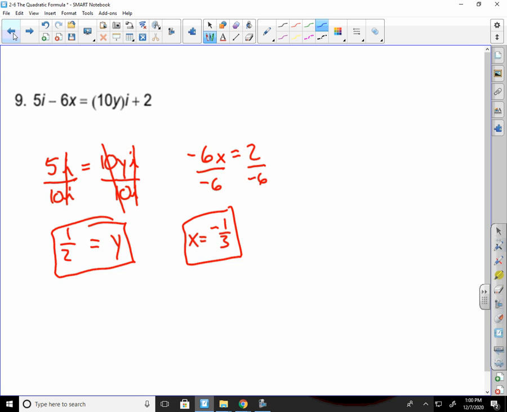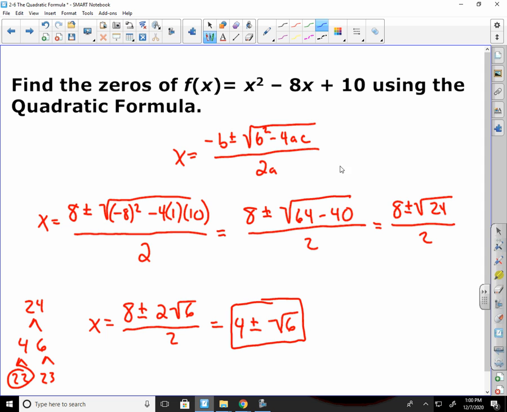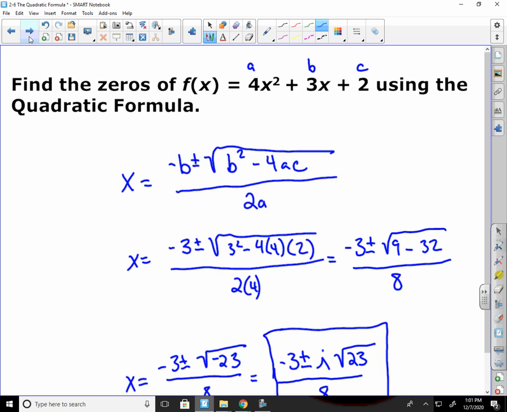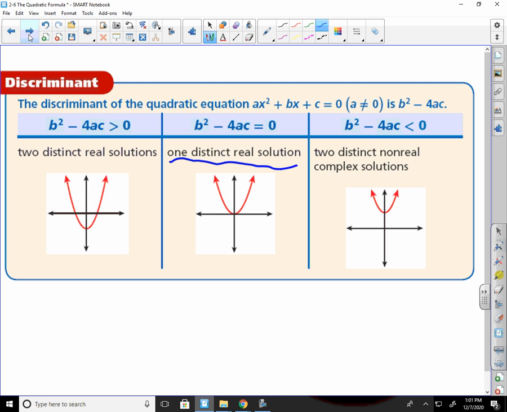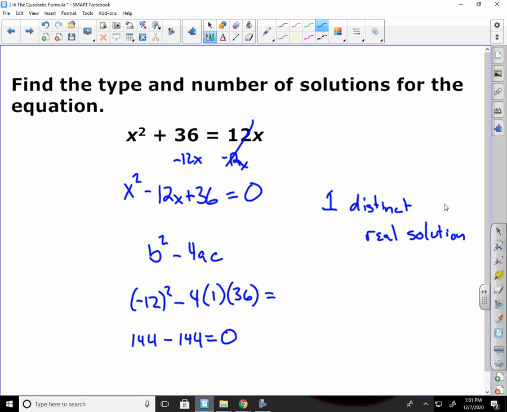If we look at some of the other ones we did before this, like this one here, whenever I did what was inside the square root, that gave me positive 24, which tells me I'm going to end up with two solutions, 4 plus square root of 6 and 4 minus square root of 6. So if I get to the end of the problem and I find out that maybe I have a complex solution and I shouldn't, then it tells me I did something wrong.